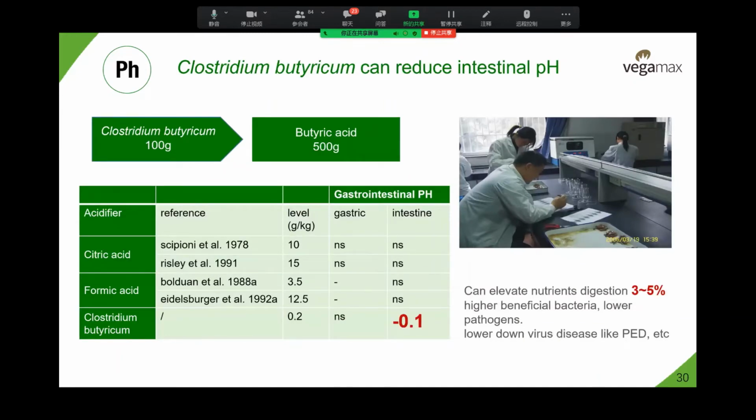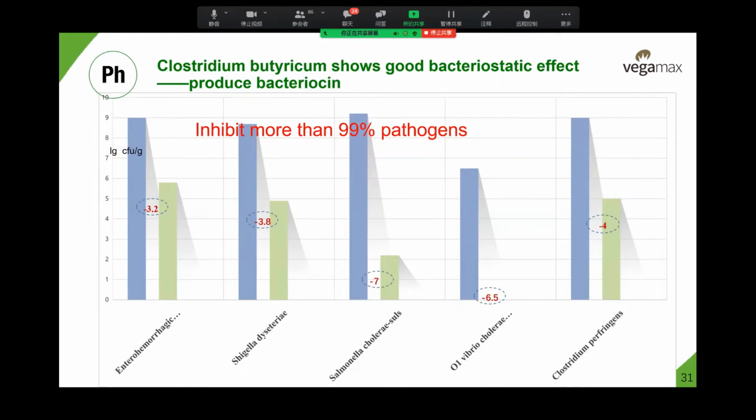After the test, we find that each 100 gram of Clostridium butyricum can produce 500 butyric acid in the intestine. It can reduce the pH by 0.1 in the intestine, compared with exogenous acids like citric acid and formic acid, which cannot reach the hindgut, nor reduce the pH value. So Oct.25 can elevate nutrient digestion by 3 to 5% and enhance beneficial bacteria and lower down pathogens. Also Clostridium butyricum can promote bacteriocin. It can inhibit more than 99 pathogens like E. coli, Salmonella, etc.